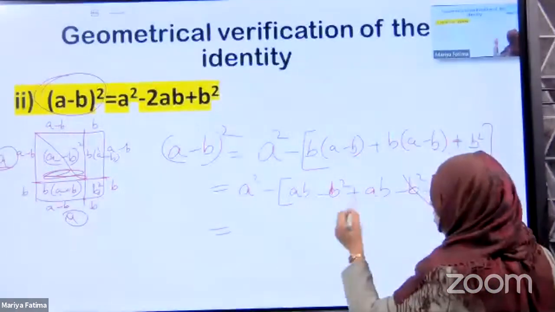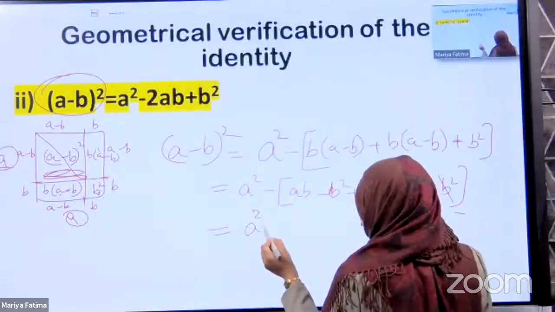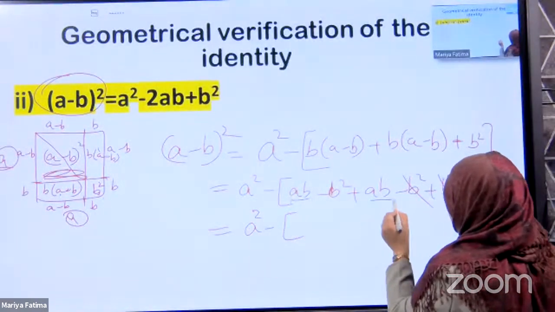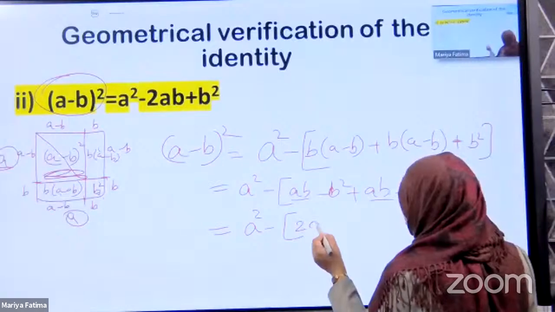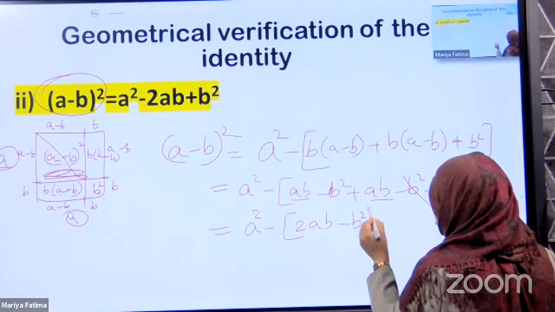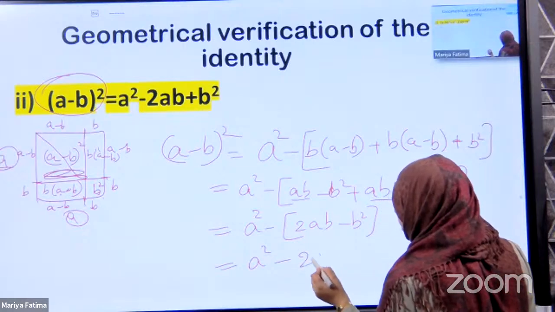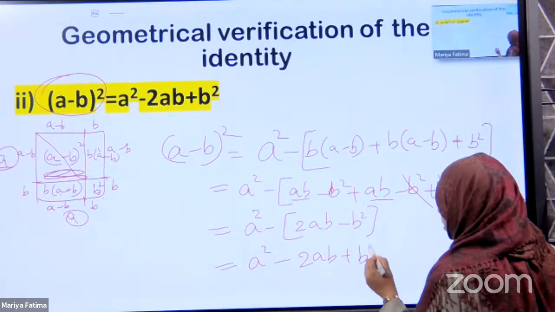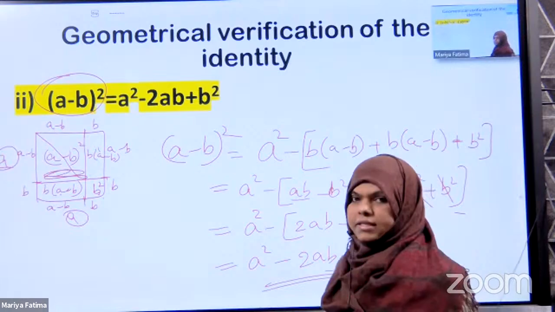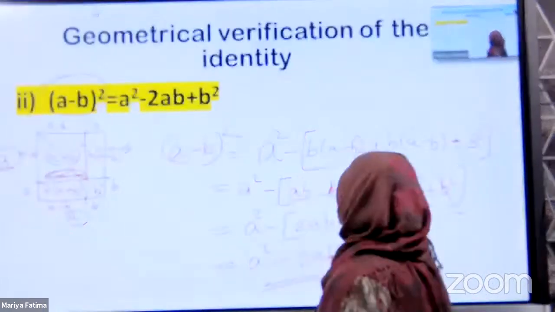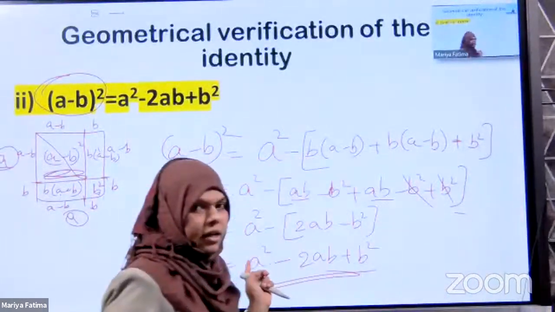Now you have to open this bracket with the minus sign. First you add ab and ab, which becomes 2ab minus b square. Now open with the minus sign: a square minus 2ab plus b square. This is your geometrical verification of this identity.